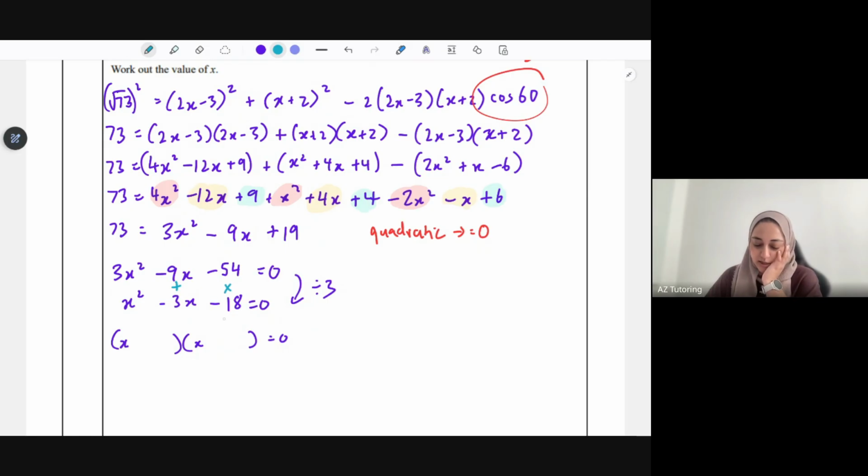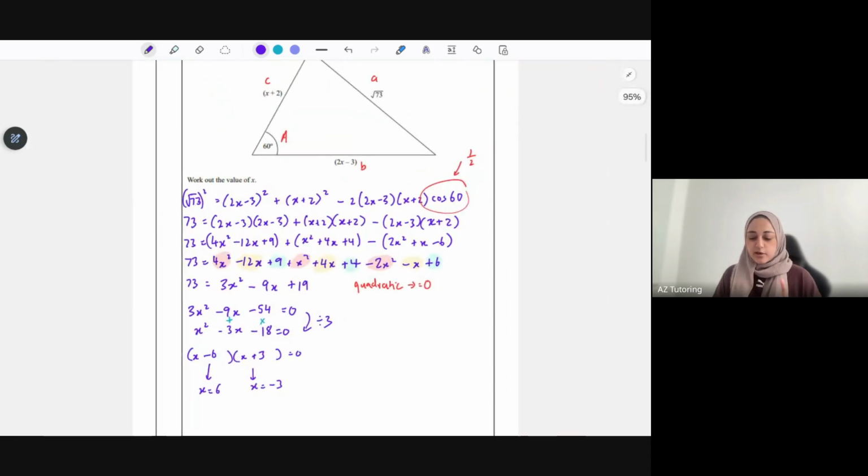So it's going to be a minus and a positive number to times to give us minus 18. So we could try minus 6 and plus 3. Let's try that. So minus 6 times 3 is minus 18, and minus 6 add 3 gives us minus 3, so that works. So therefore, with 2 answers, we take the opposite signs. So x equals 6 or x equals minus 3.